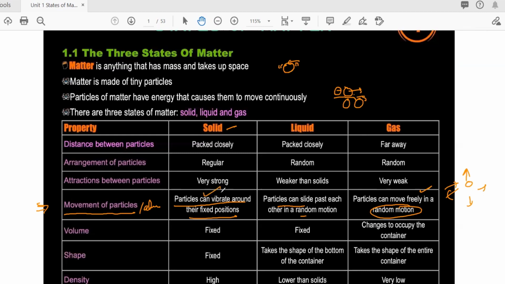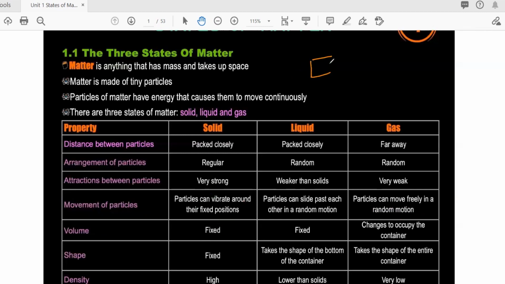So if you talk about solids, they can vibrate only about their fixed position. In liquids, particles can slide past each other in a random motion, and in gases also they are moving randomly. Volume. If you talk about the volume of a solid, it is fixed. Let's say you have one solid particle and you found its volume, let's say it is 6 meter cube. It will remain 6 if you keep it inside the room or outside the room, wherever you take it, its volume will remain fixed.